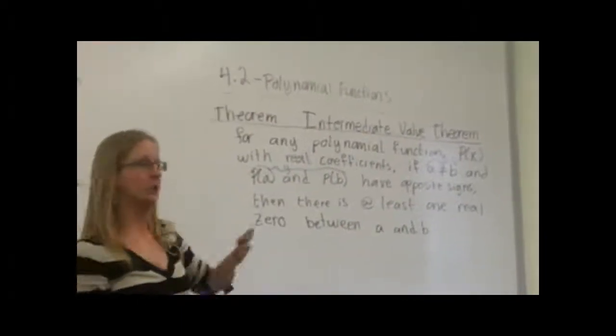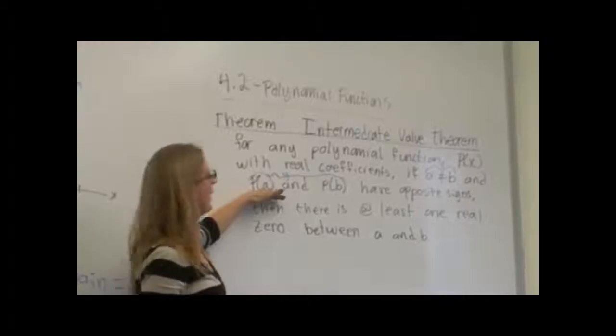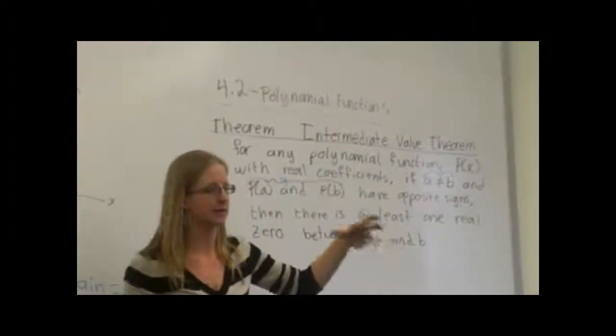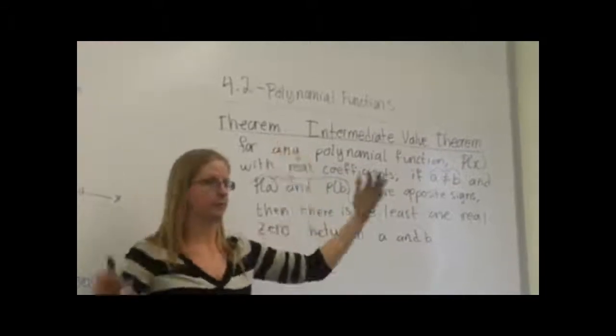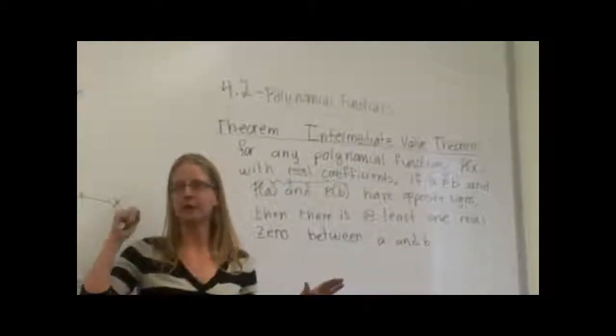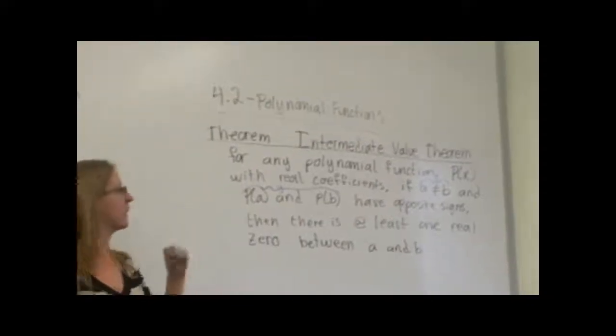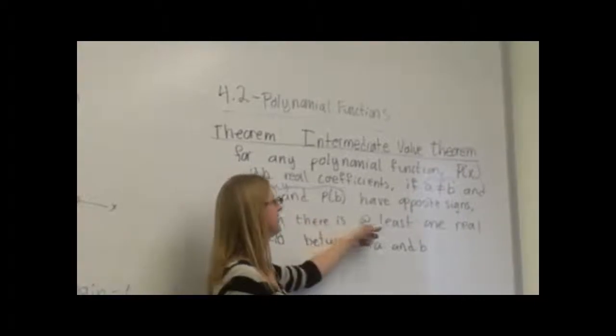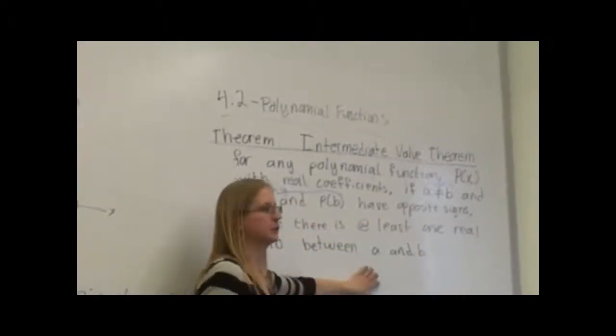Okay? So if the two y values have opposite signs, what does it mean by opposite signs? One's positive, one's negative. So if you have those two y values and one of them is positive, one of them is negative, then there is at least one real zero between A and B.